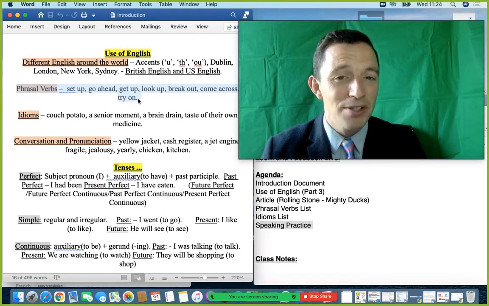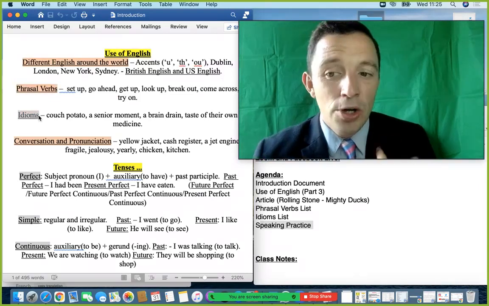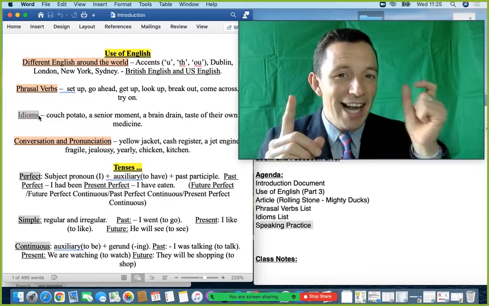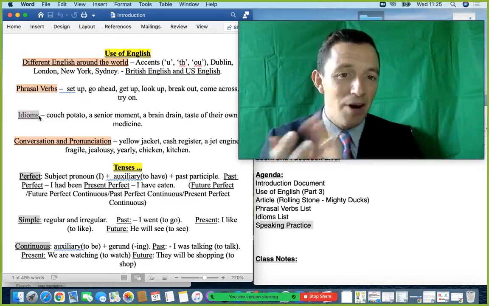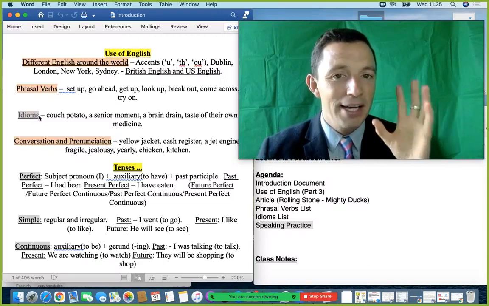We have thousands of phrasal verbs, but really they're very common and they're very important. Similarly with idioms. So we have idioms in English. Idioms in Spanish is probably frases hechas, and we use idioms all the time in conversation. We use them in writing, and they're a big, big part of English.